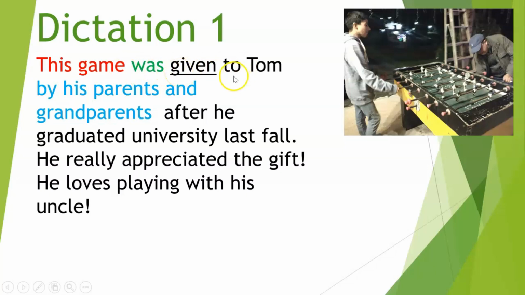It was given to Tom. But the actual elements of the passive voice sentence are the subject, form of to be, the third form, and then the by phrase. And then, of course, this gives us more information as well.